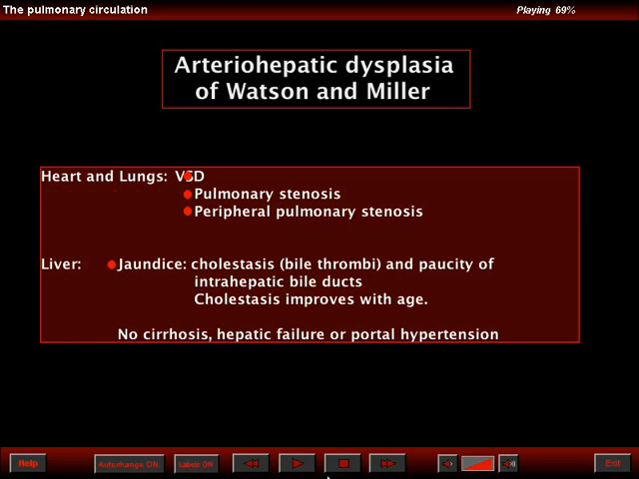The patient has bile thrombi and paucity of the intrahepatic biliary radicals. Cholestasis may improve with age. There is no evidence of hepatic cirrhosis, failure, or portal hypertension.